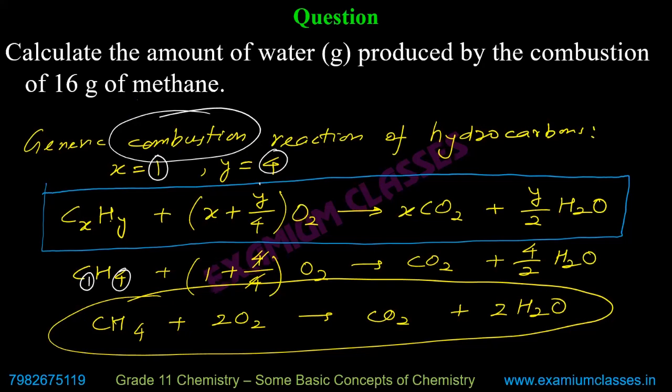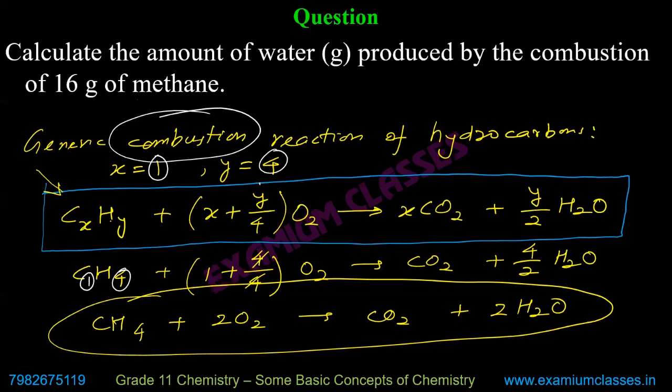If you are asked a question, calculate the amount of water produced by combustion of X grams of pentane, then how will you write the balanced equation if you don't know that? You will, on rough paper, use this generic form and get the balanced reaction. You will use that reaction in the question. Did you get what I am saying?